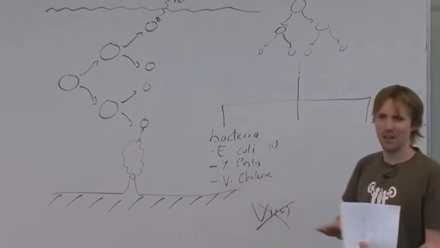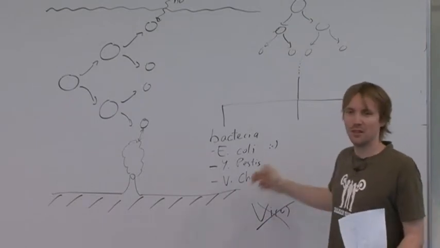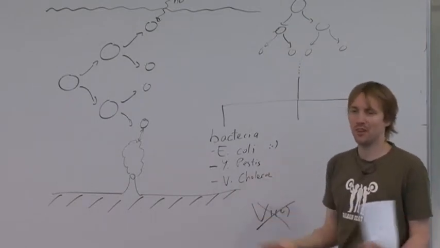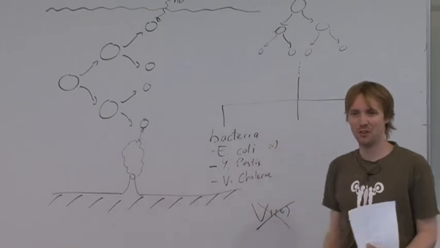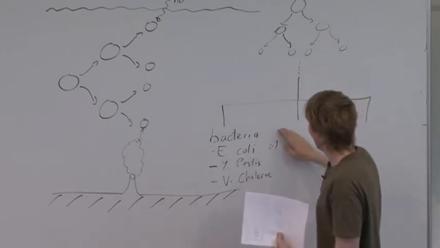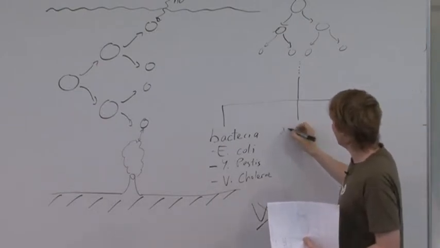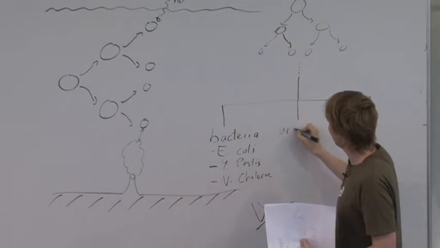So bacteria come in all kinds of flavors. Some of them are friendly to us. Some of them are not so friendly to us. Some of them don't care. They just do their thing out in nature, in the water, and they don't care about us. So there's many of them. Okay. So the second bucket in which you can put all living things is called archaea.